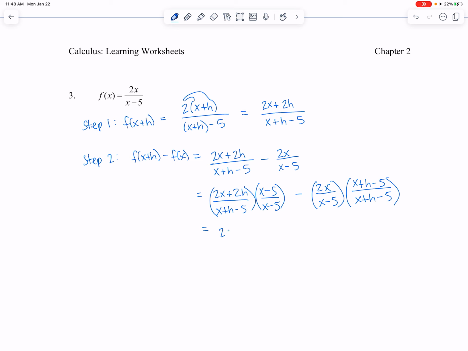2x squared minus 10x plus 2xh minus 10h, and then we've got minus 2x squared minus 2xh plus 10x over (x + h − 5)(x − 5). I'm going to just leave that in factored form for now.